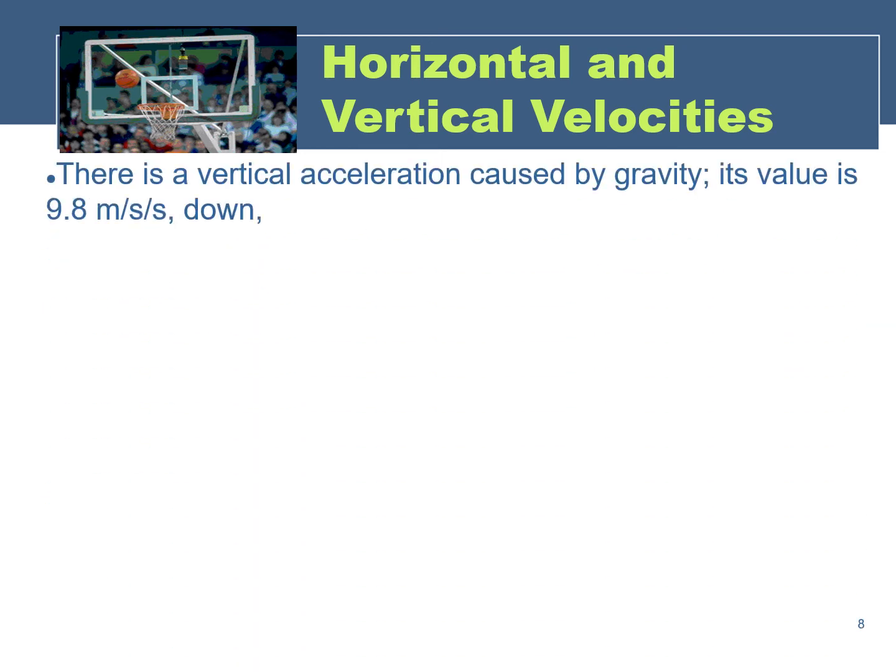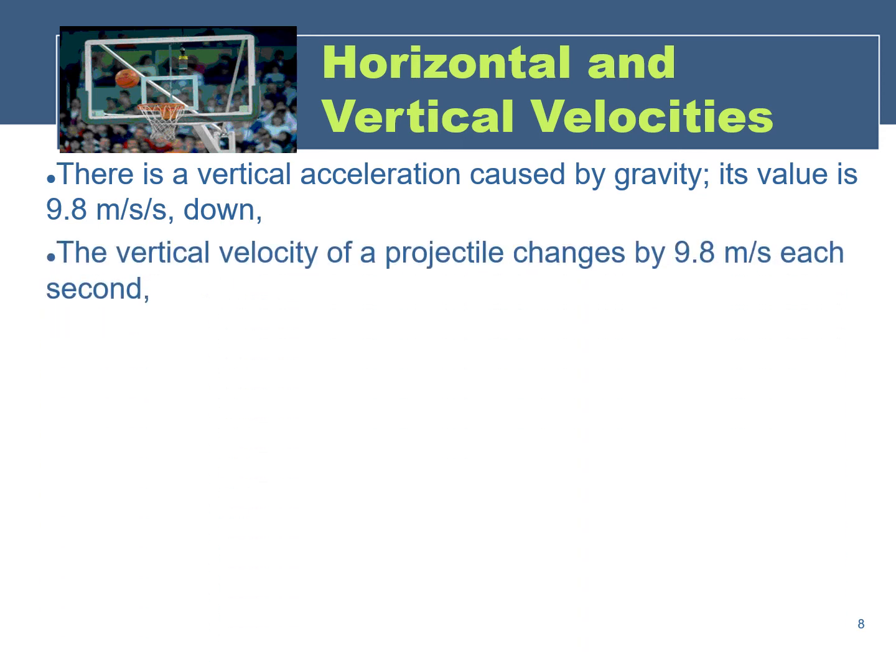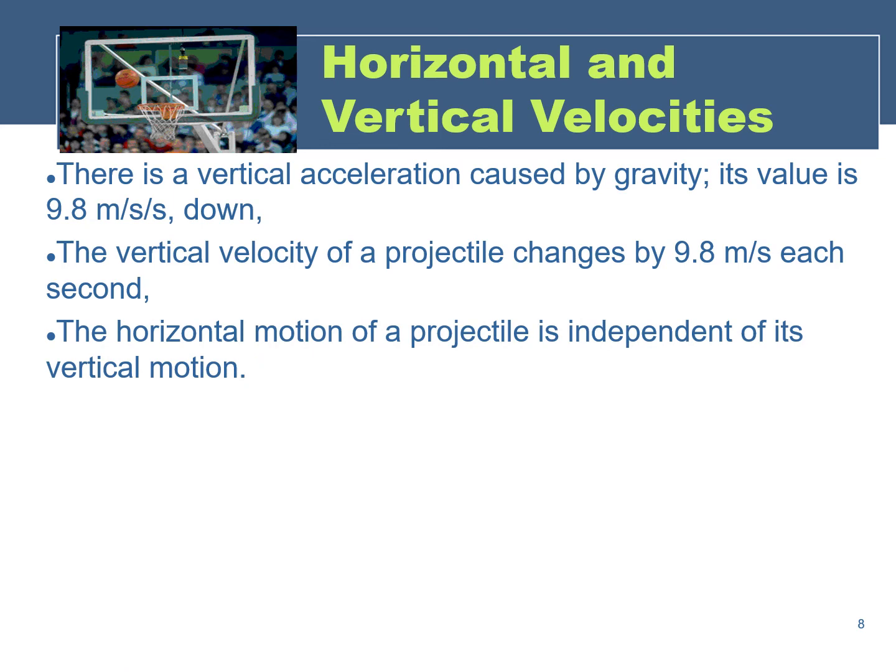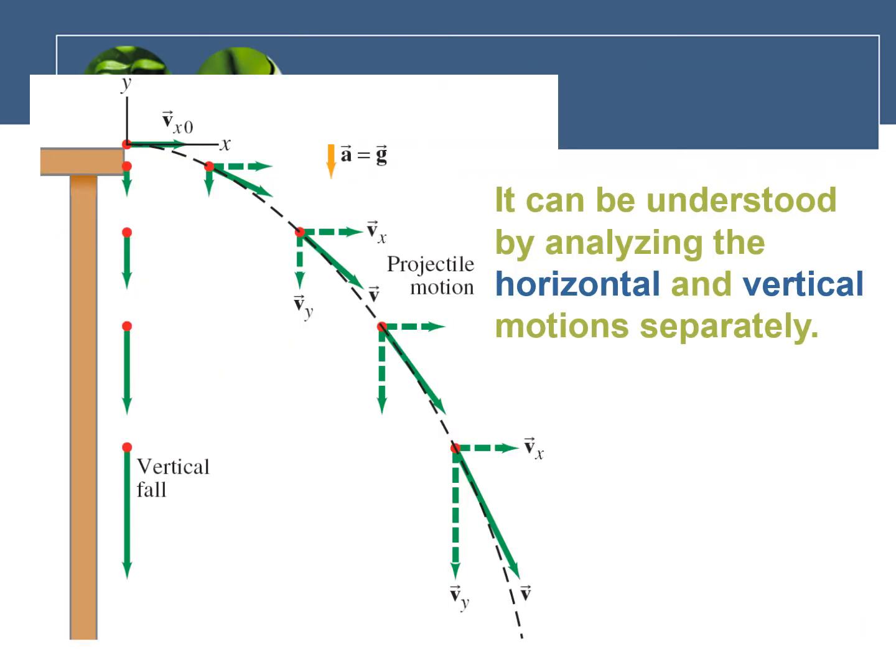There is a vertical acceleration caused by gravity. Its value is 9.8 meters per second squared, down. The vertical velocity of a projectile changes by 9.8 meters per second each second. And the horizontal motion of a projectile is independent of its vertical motion. It can be understood by analyzing the horizontal and vertical motion separately.